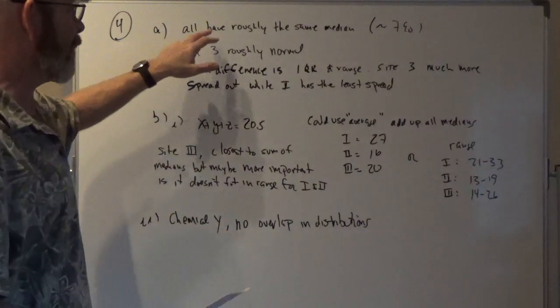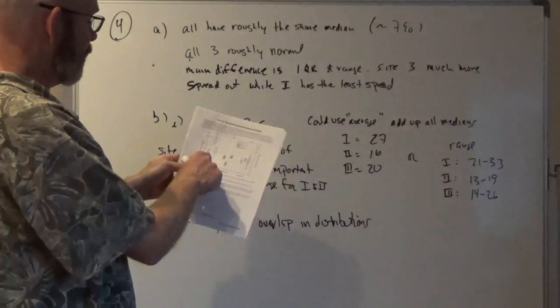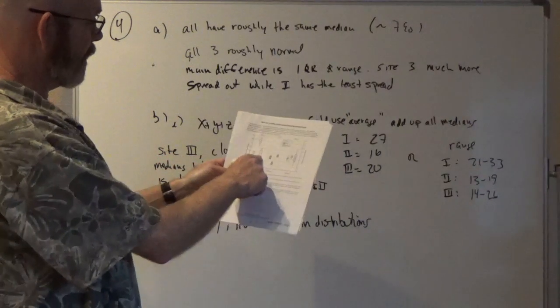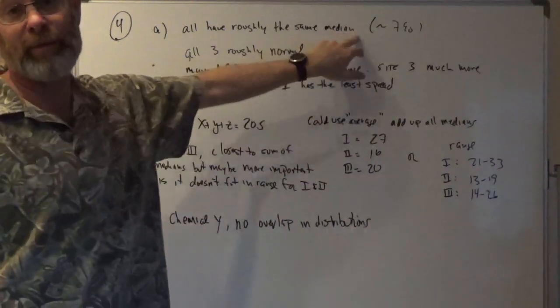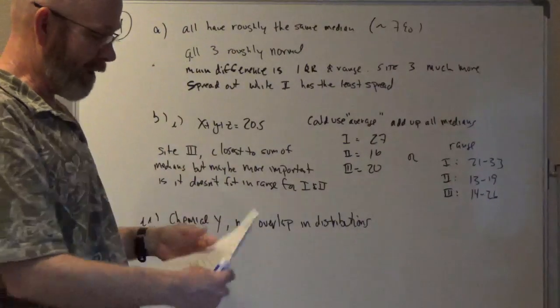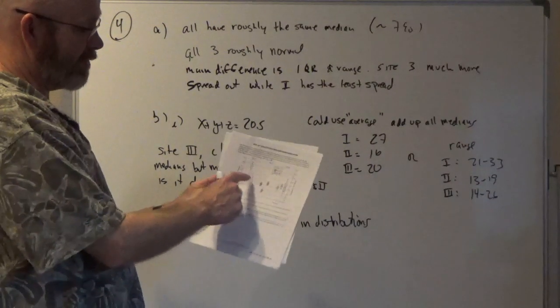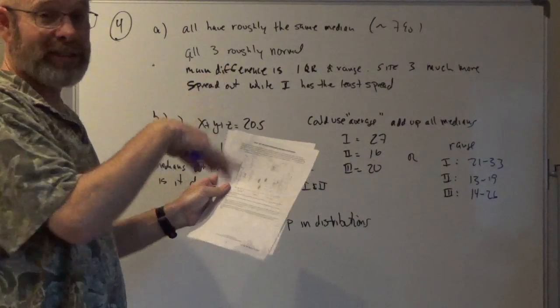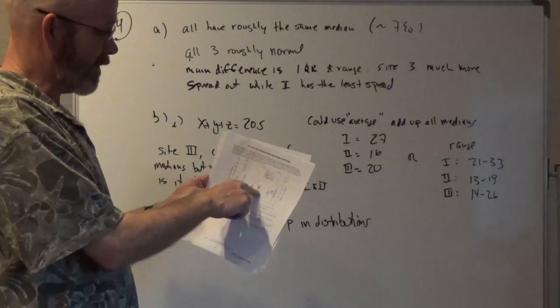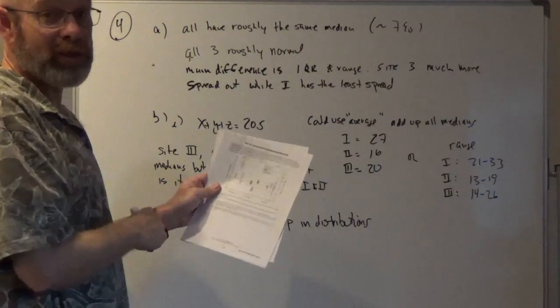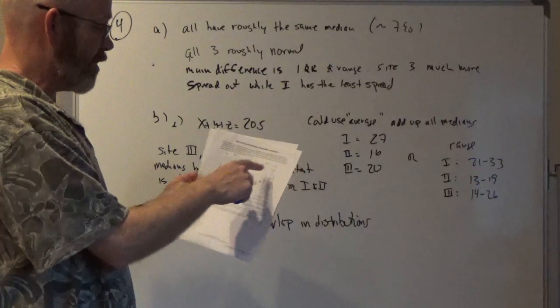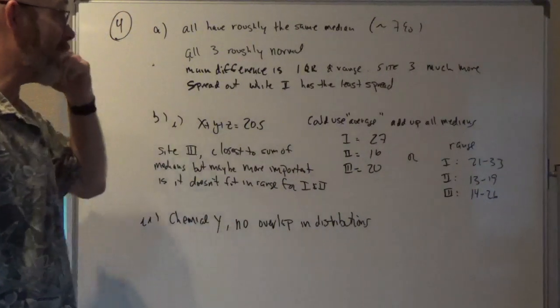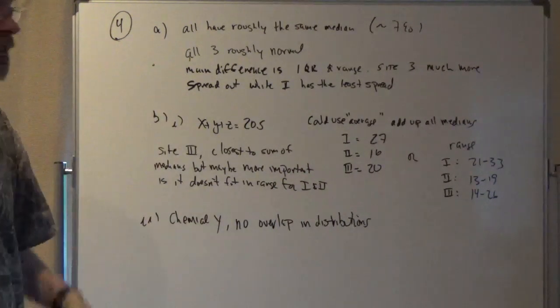So I just said they all have about the same median. If you look, the middle is about the same. It's kind of right between the 6 and 8 on all of them, so somewhere in the neighborhood of 7. They're all roughly normal. There's no skewness in those 3. The big difference is the spread. So you got to mention the spread. This one's a really tiny spread, really small interquartile range compared to this one, and then that one. So site 3 is the most spread out. Site 1 is the least spread out.